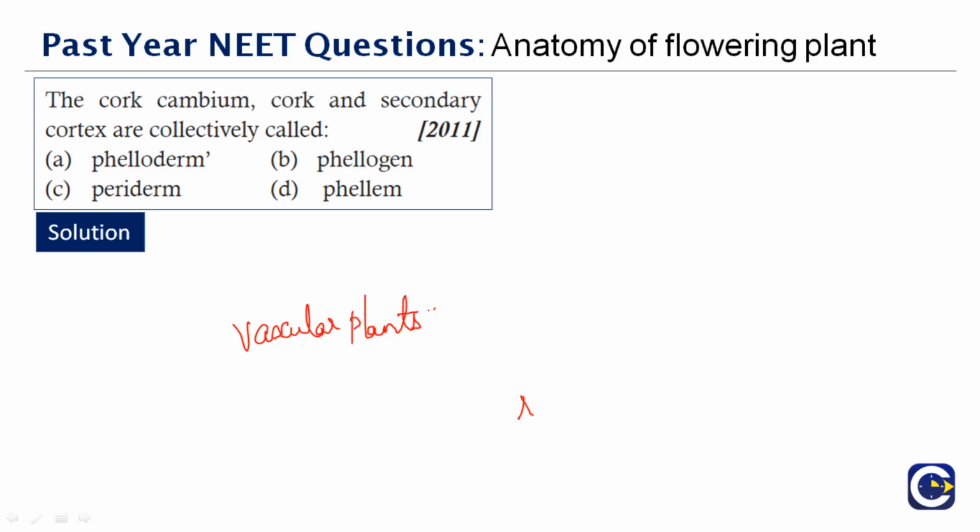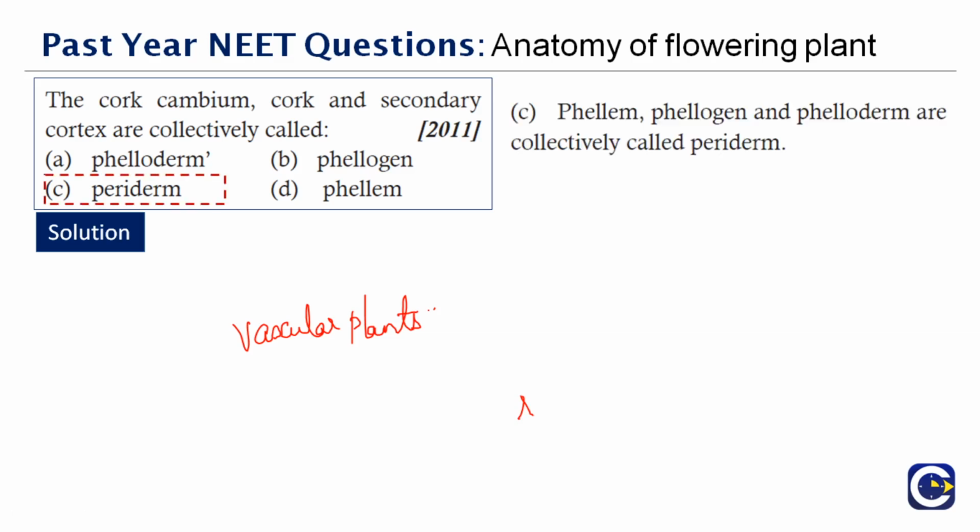Phelloderm, phellogen, phellem, all of them constitute the cork cambium only. But how are they collectively called? They are collectively called the periderm. The correct answer is option C.